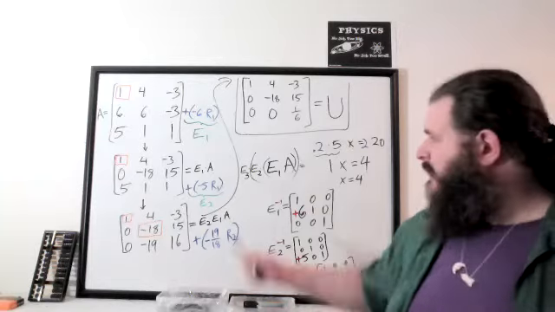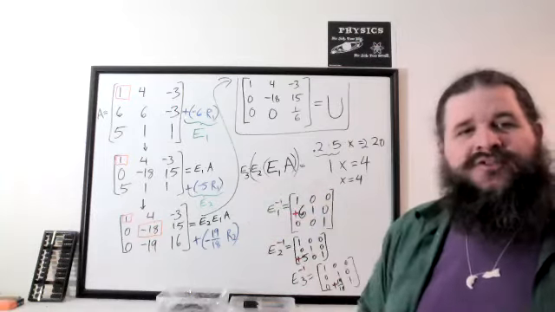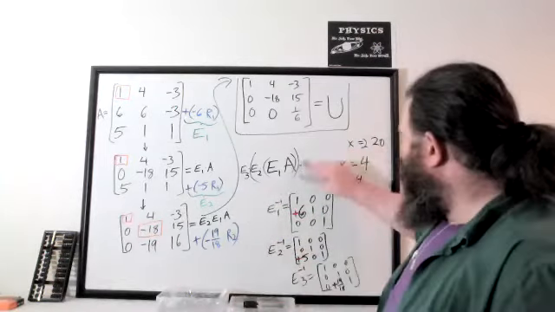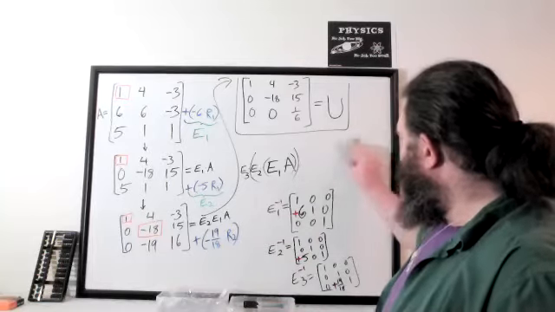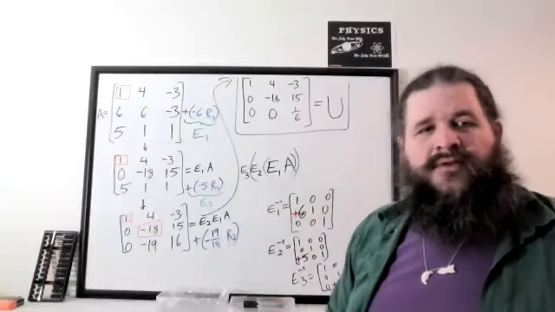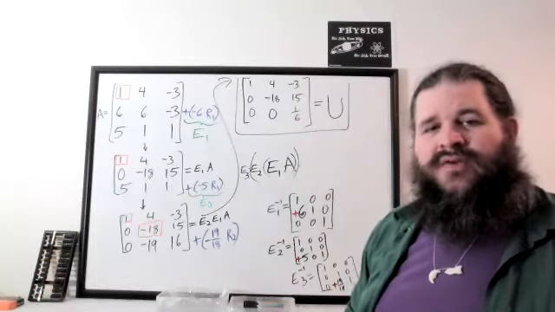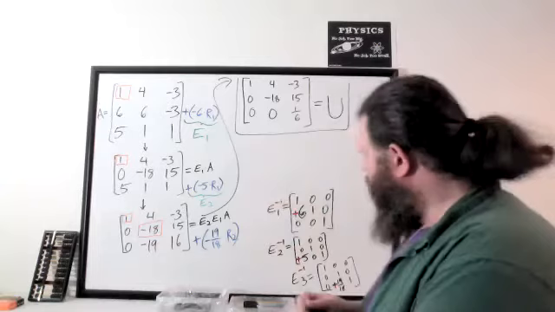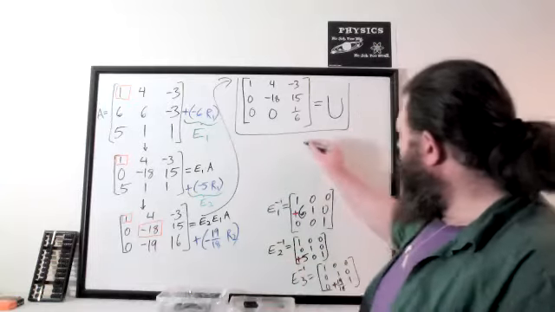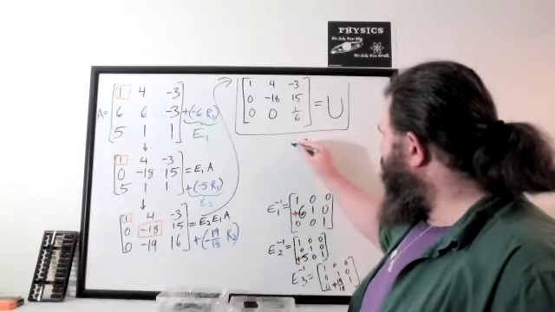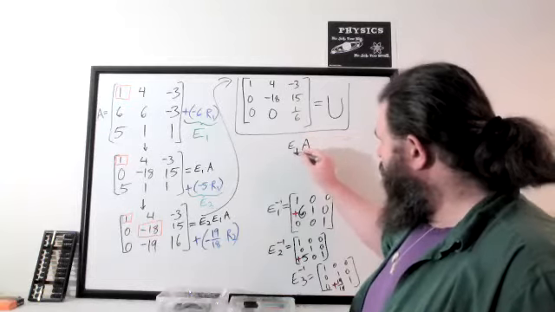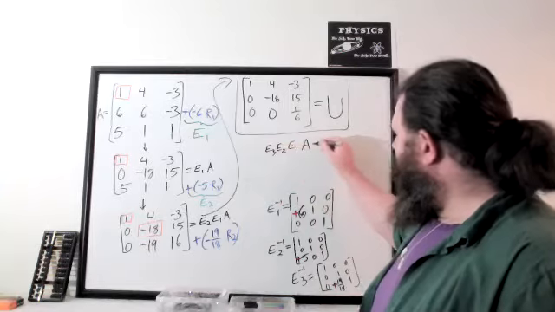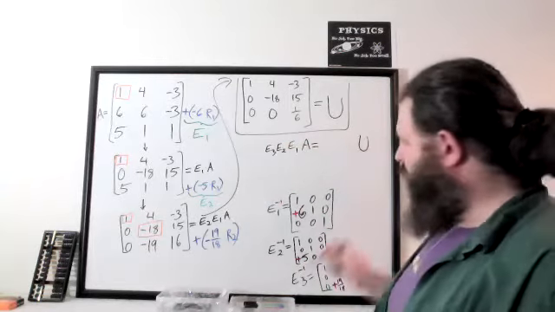E3? Yeah, E3 was the last one we did, so it's the first one we have to undo. This is very much like the order of operations thing, where in an equation you're solving for a variable, typically the last thing that was done to the variable is the first thing you want to undo. Let me write this a little more tidy. We have A left multiplied by E1 first, then E2, then E3, and that equals matrix U.